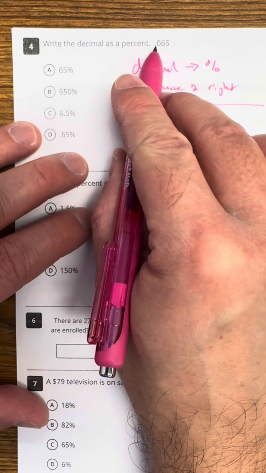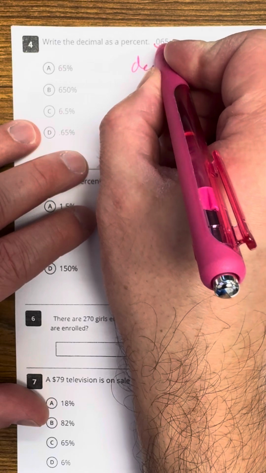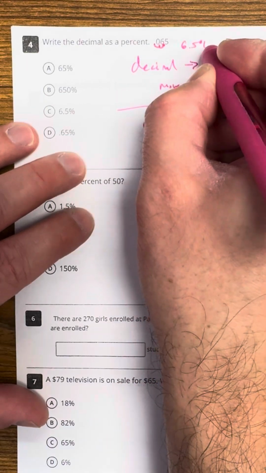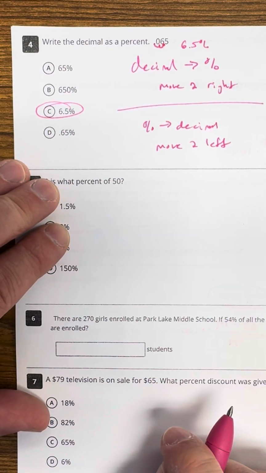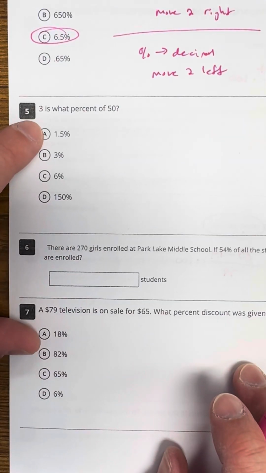Okay, so if I move this decimal 2 times to the right, 1, 2, this becomes 6.5%, which is choice C. Okay. Number 5, 3 is what percent of 50?